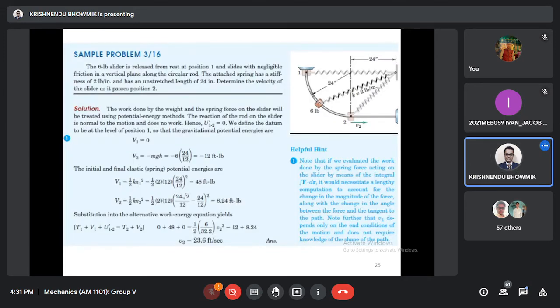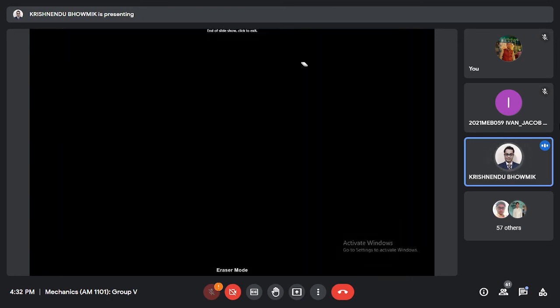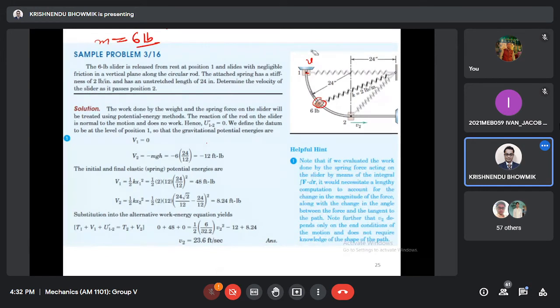Now take one example here, I think this is the last. There is a slider. The mass of the slider is given as 6 pound, and it is released from rest, v equal to 0, from position 1, and it slides with negligible friction, mu equal to 0, in a vertical plane.